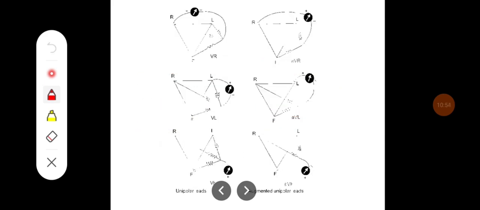So this diagram shows the unipolar leads and augmented limb leads, how they are designated. In unipolar leads, all the three limbs are connected and the potential difference is seen between the indifferent electrode and the exploring electrode. Whereas in augmented limb leads, the two limb leads are connected to the high resistance and the potential difference is sought between this indifferent electrode and the exploring electrode.